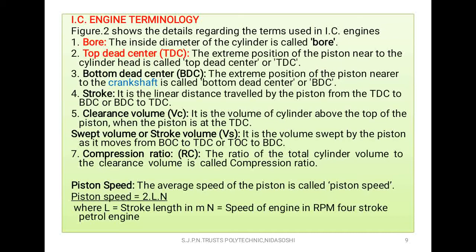Next, compression ratio is the ratio of total cylinder volume to the clearance volume. Total cylinder volume to the clearance volume, that is called the compression ratio. And piston speed: the average speed of the piston is called piston speed. The piston speed is calculated by 2LN, where L is the stroke length in meters, and N is the speed of the engine in RPM.